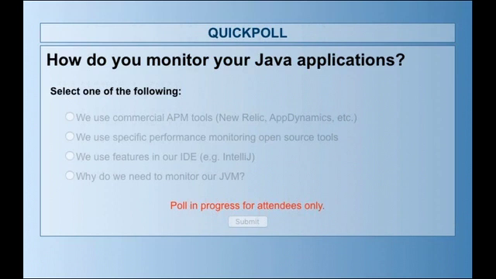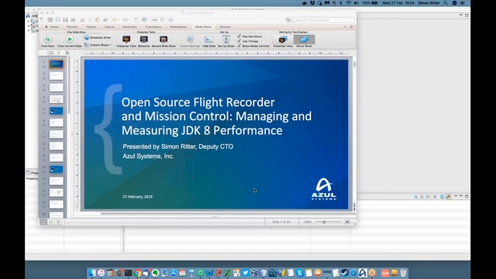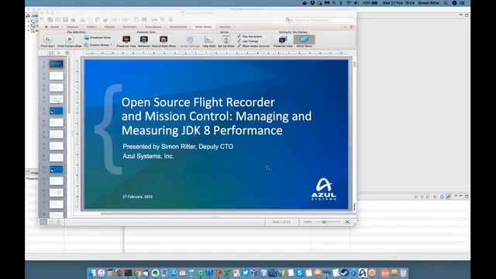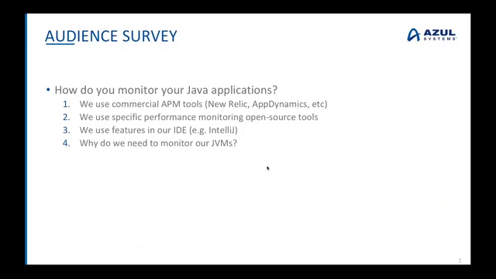Okay, so I've given people a few seconds. So if we can show the results to see what people have said, then hopefully, yes, there we go. Right, so what we see is that about 15% of the people are using commercial tools. Interestingly, the majority of people here, over half of them, are using open source tools. And then we've got very few people who are using the IDE. And interestingly, nearly a quarter of people are not quite sure why they want to monitor their JVM. So hopefully the rest of the presentation will explain what you can do and how it is that you can get interesting information from the JVM about what your application is actually doing.